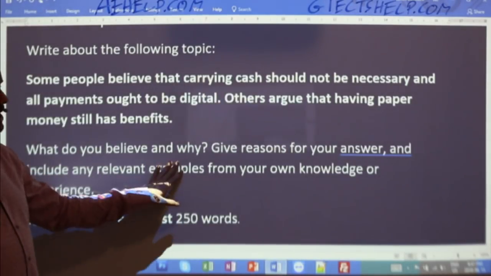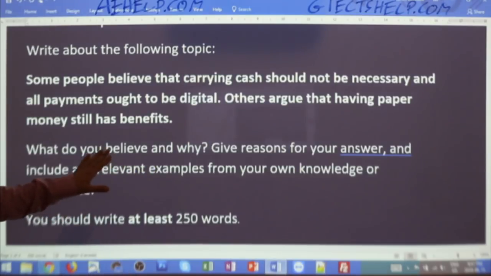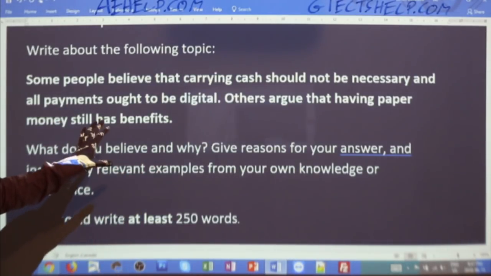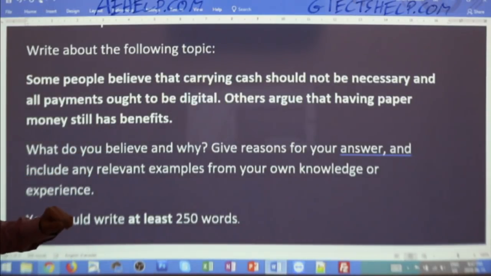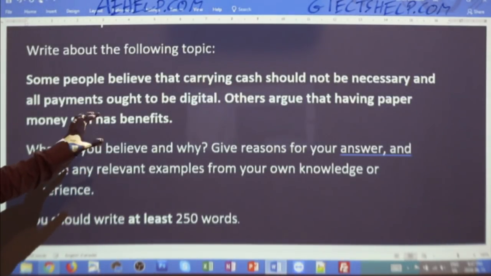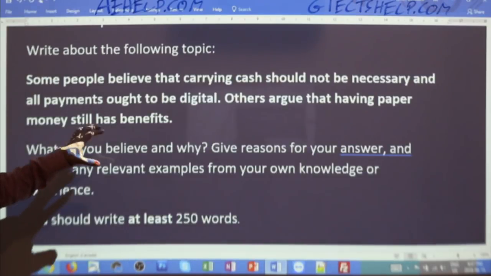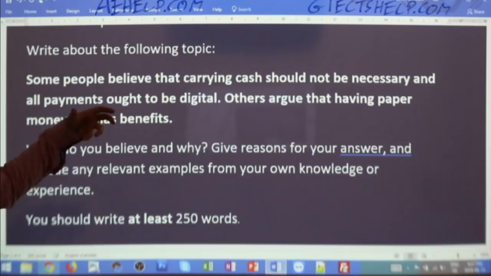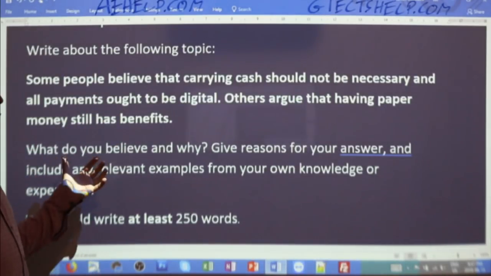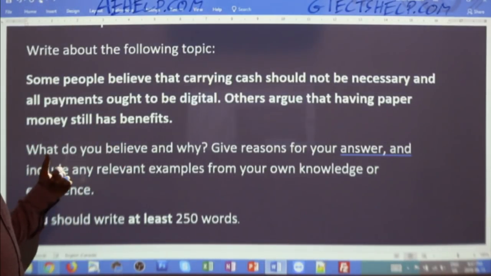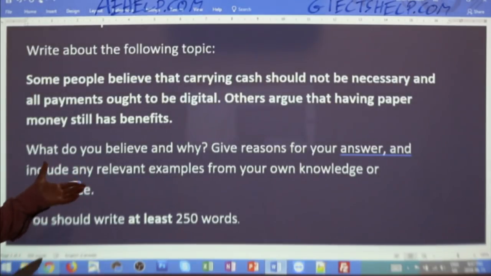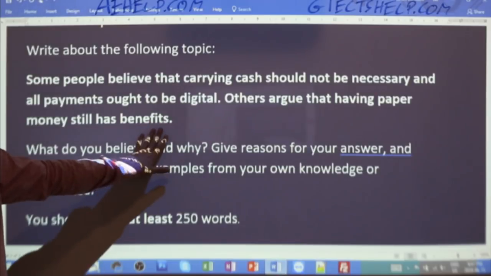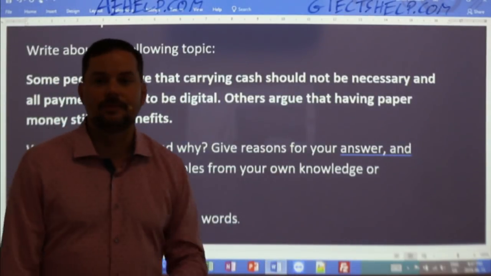Now, last time I taught this lesson a few weeks back, maybe as far back as 10 weeks ago, we talked about how paper money still has value and still has a place in society. So this time, I'd like to take the opposite argument, because in this question you could go either way. I'd like to explain that paper money is obsolete. Paper money has no place in the world anymore, okay?